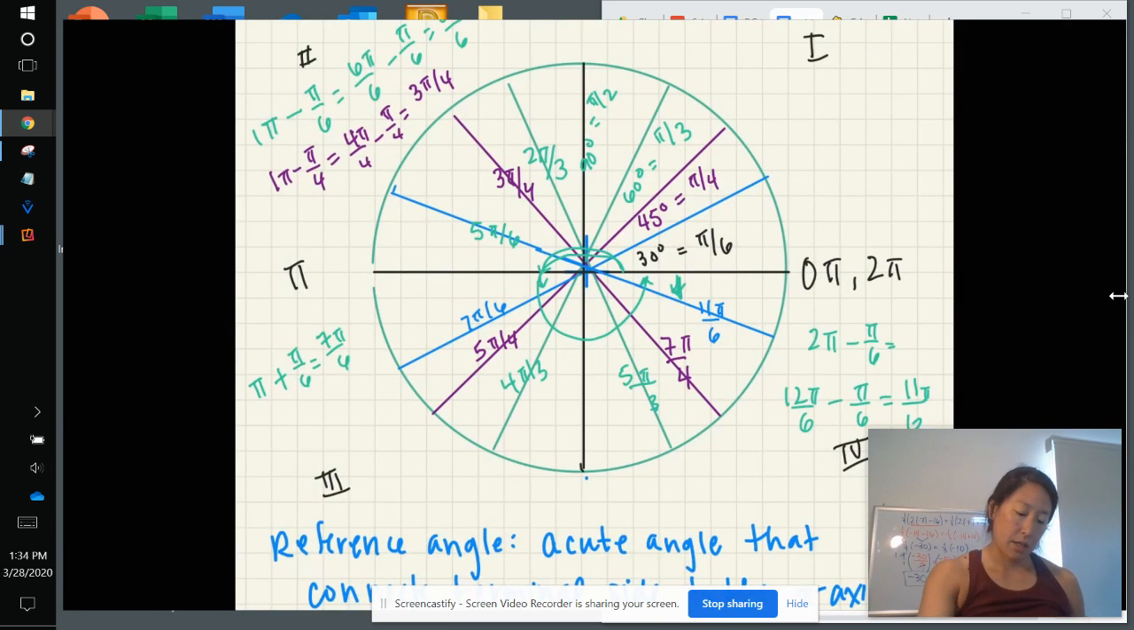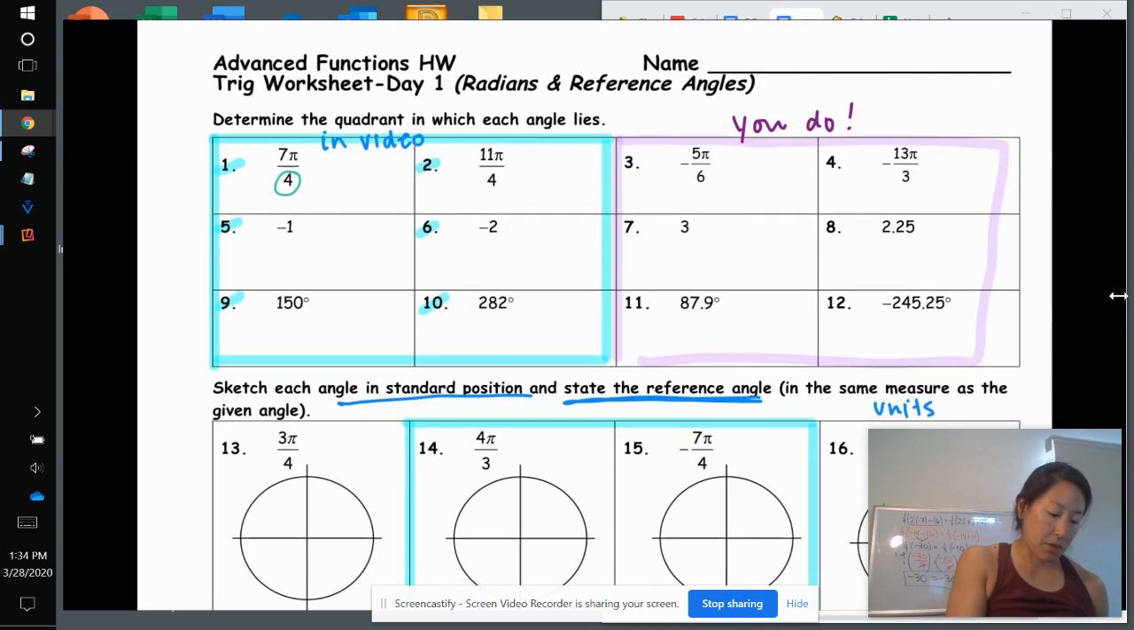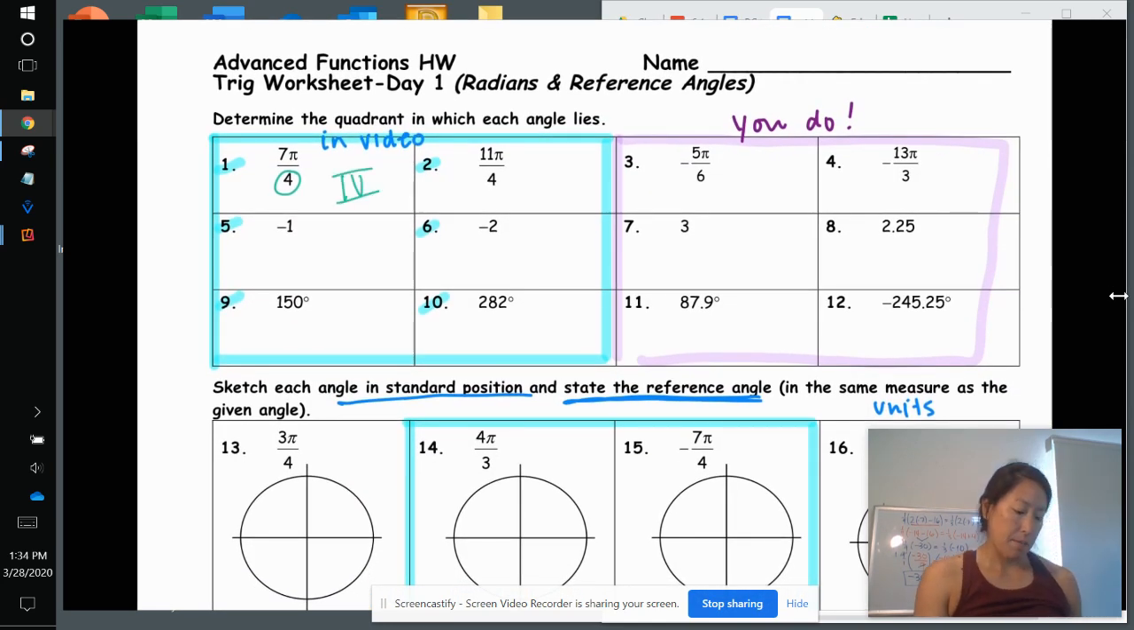I'm going to double check. Yes, the purple is 7 pi over 4. So this is in quadrant number 4. Okay. Next one, 11 pi over 4.